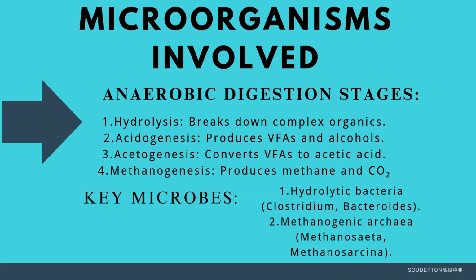5.5. About microorganisms involved. It contains the anaerobic digestion stages. The first is hydrolysis, which breaks down complex organic matter. The second is acidogenesis, which produces VFA and alcohol. The third is acetogenesis, which converts VFA into acetic acid. Finally, there is methanogenesis, which produces methane and carbon dioxide. The main microorganisms are hydrolytic bacteria Clostridia, Bacteroidetes, and methanogenic Archaea Methanosaeta, Methanosarcina.